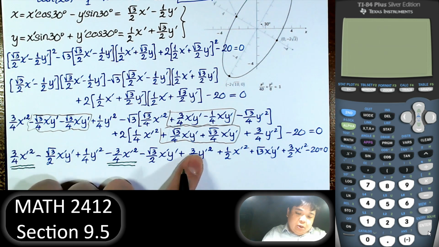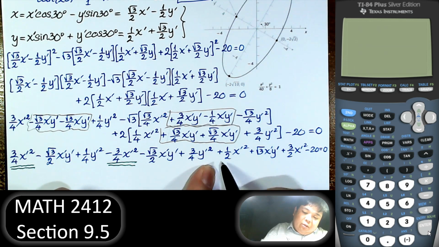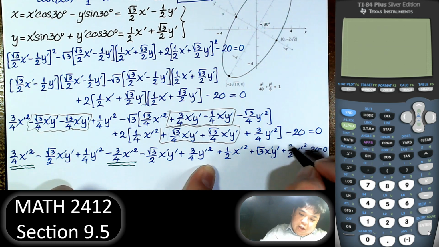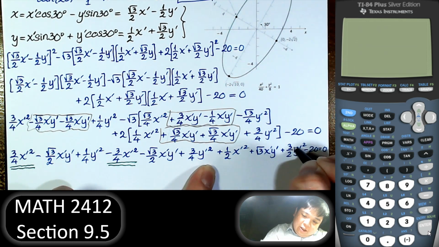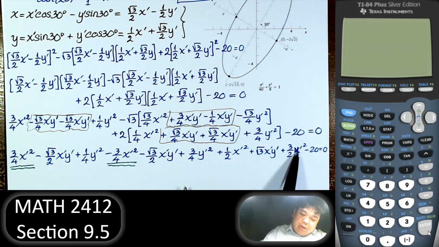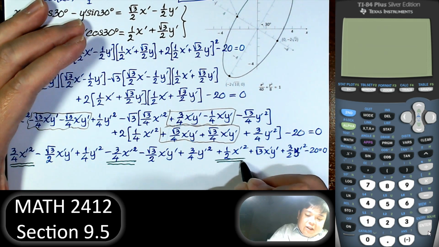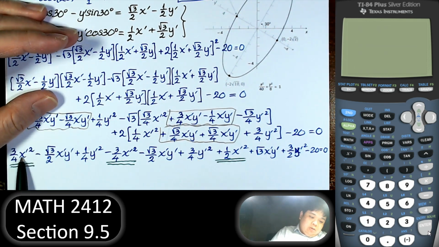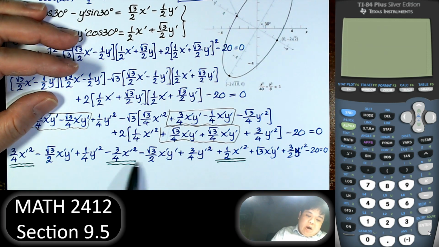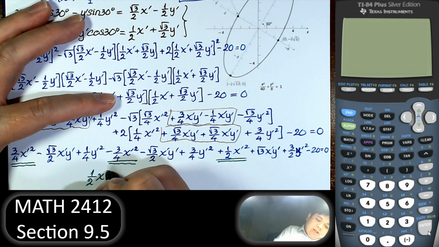One, two, three. And then we have... sorry, this should be a y, right? Yeah. 3/4 and 2 and 4 cancel out is 2, so that should be y. And then we have 1/2. So 3/4 cancel 3/4, 1/2, so we have 1/2 x squared.